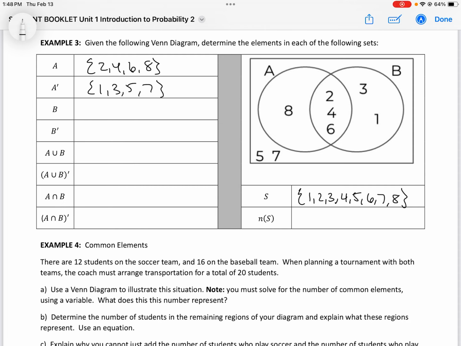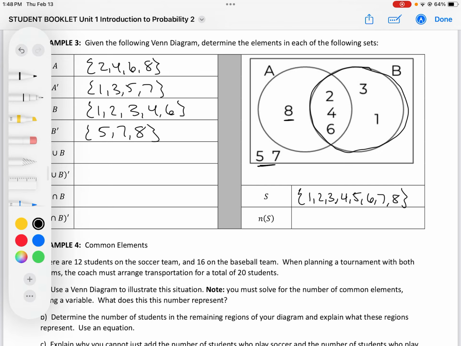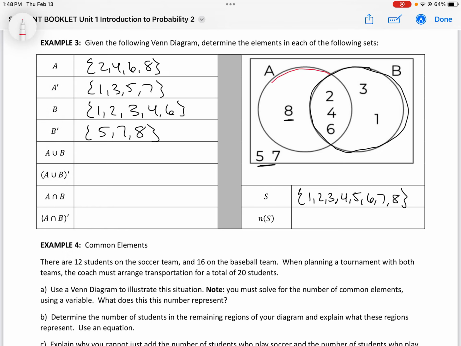Now B is going to be this set here: 1, 2, 3, 4, 6. And I'm just doing them in order. So not B is going to be the 8 and the 5 and 7. So 5, 7, 8 in order. A or B is going to be anything in A or B. So everything in here. I get 1, 2, 3, 4, 6, 8.